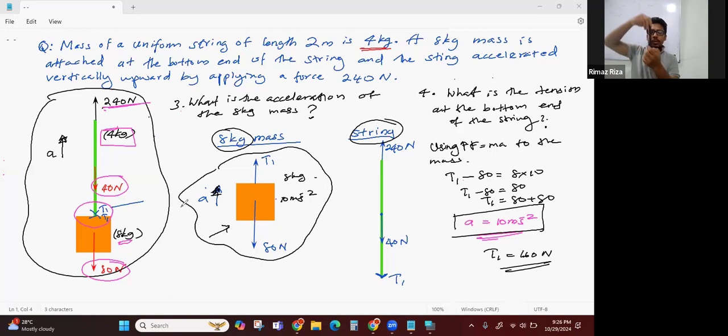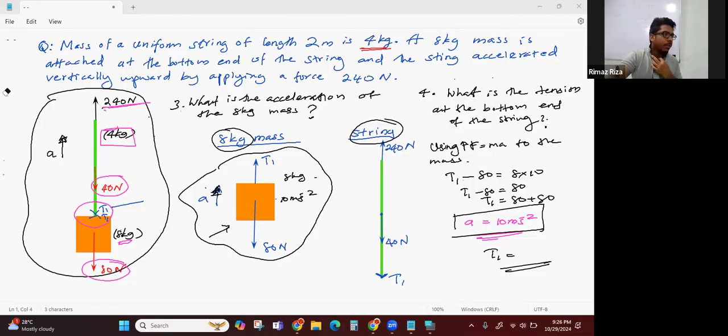Now that is obvious. Let's say you have a string and the mass is attached. If the mass is just hanging by that, the tension in the string equals the weight. But if I'm pulling and accelerating, then the tension will be higher than the weight, right? Here the weight is 80. But if you're accelerating, pulling that by the string, then definitely the tension will be greater than the weight of that mass. So therefore now you can see here it is 160 Newton.